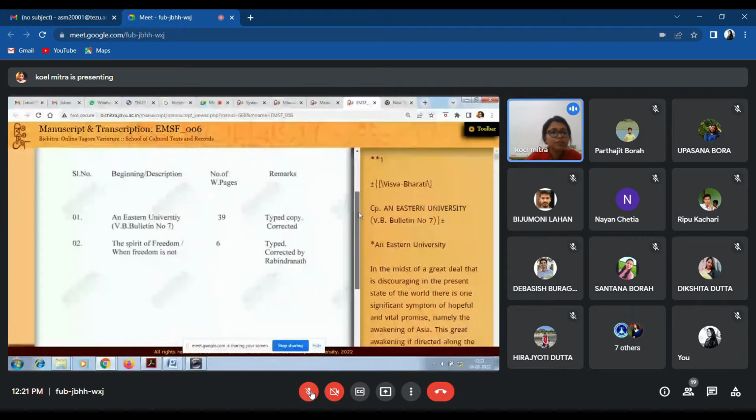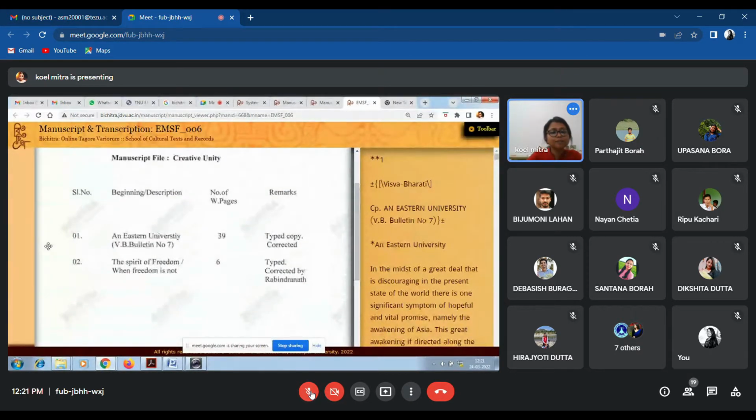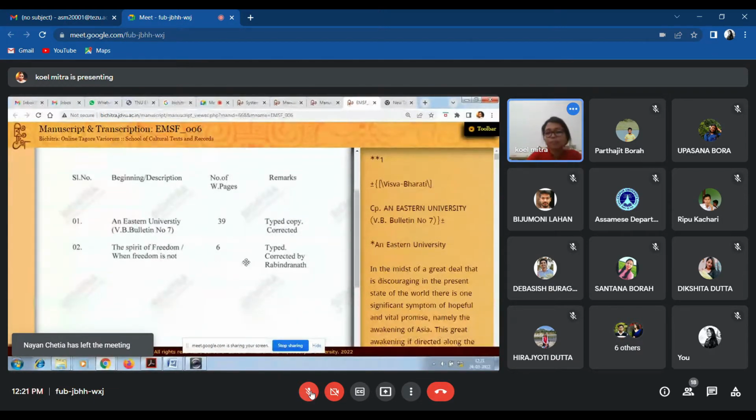See, the manuscript says that serial number 1, which is the beginning of description of an Eastern university, has 39 pages, which is typed copy and corrected. But serial number 2, which is the spirit of freedom, is on 6 pages. It is typed and corrected by Rabindranath himself. But here, when we are writing it, it comes as one single whole. We have not created that pagination over here. The pagination exists in the manuscript level. Understood?